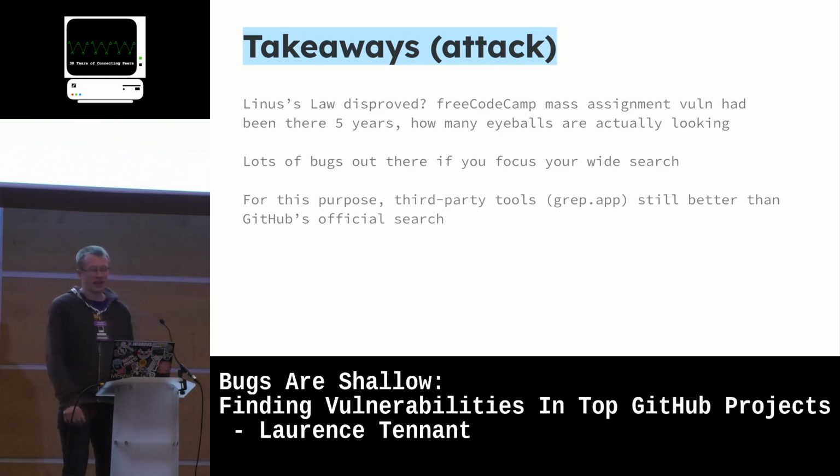So the takeaways for the attacker. This is very anecdotal evidence, but does it disprove Linus's law? This has been there for 5 years in Free CodeCamp, this particular vulnerability, and it makes you think how many eyeballs are actually looking. Of course, although it has a lot of stars, most of them are probably from beginners who are using Free CodeCamp to learn, and not actual open source contributors who want to modify Free CodeCamp itself. So it's very much anecdotal evidence for the point, but it does make me think.